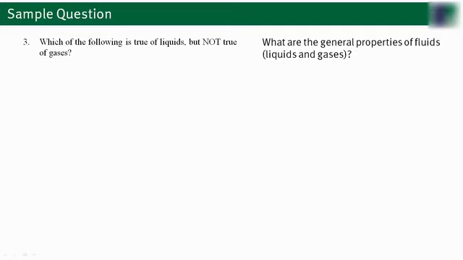Question number 3 moves into the topic of fluids. And what do you know about this buzzword? We've got liquids and gases called out. What are those general properties?